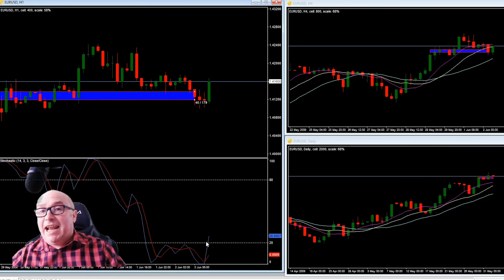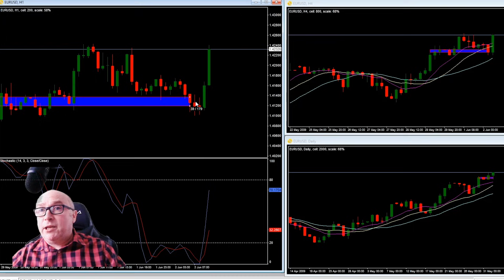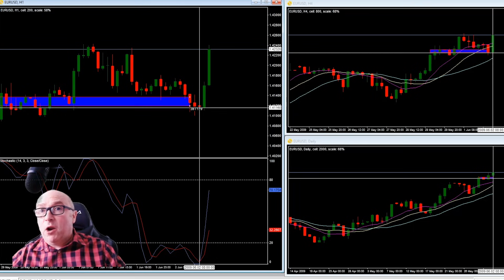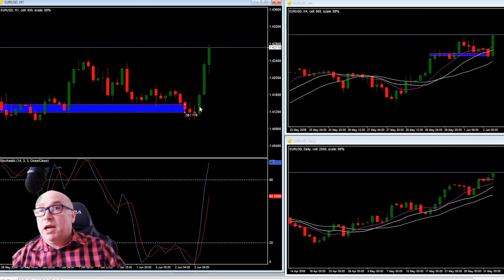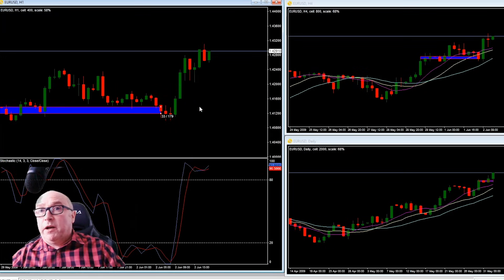Not quite broke. Okay, now we're breaking through. Okay, the support zone is pretty much held. We're breaking through, and indeed off we go. So your entry would have been at around that candle there, and off you go to the upside, and would have been quite a nice trade in the end.